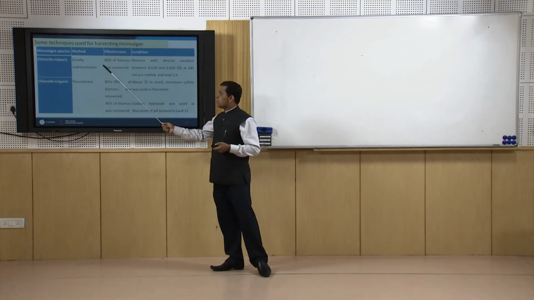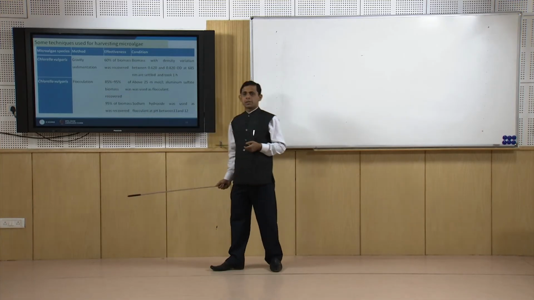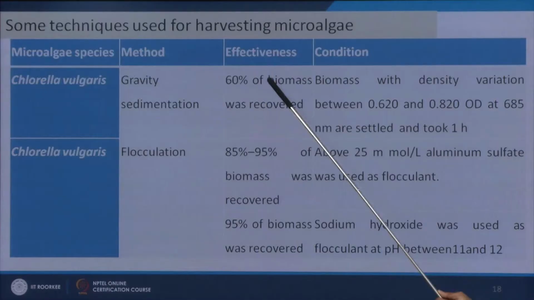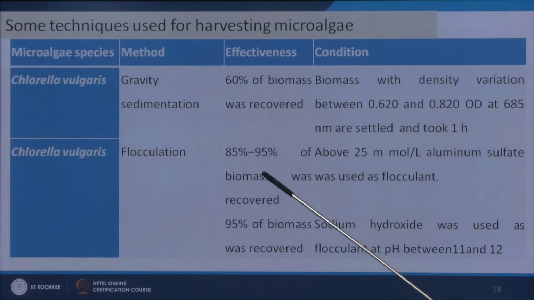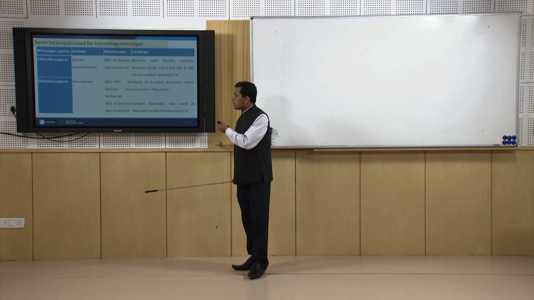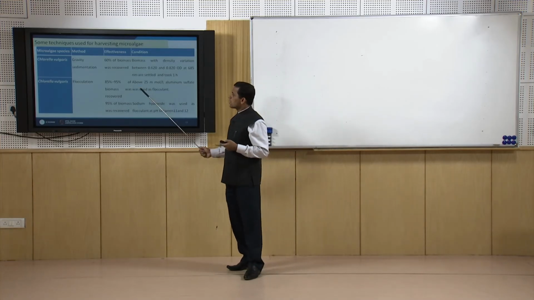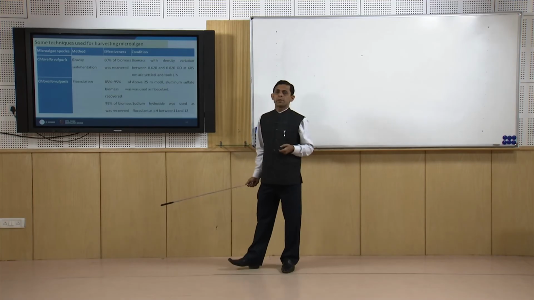So, now some other examples: gravity sedimentation and flocculation. Gravity sedimentation was able to give 60% biomass recovery, and flocculation 85 to 90% biomass recovery. Here 25 millimole per liter aluminum sulphate was used, and another flocculant was also used, that is sodium hydroxide, at a pH of 11 to 12. So, these are some comparisons and some information on processes for the harvesting of algal biomass from the media.